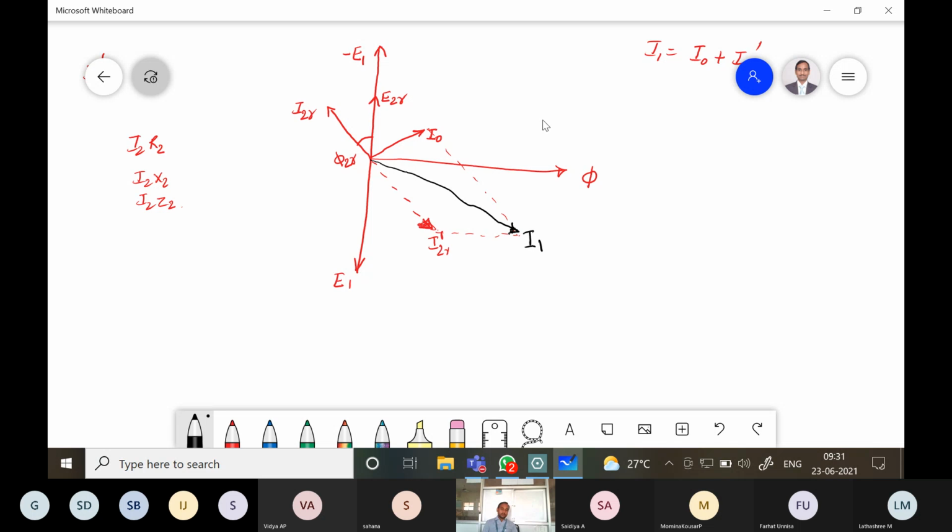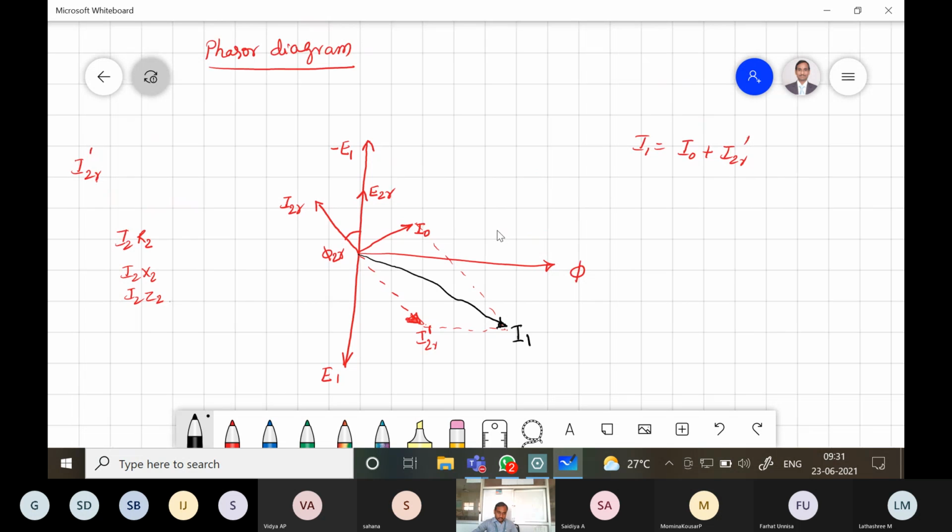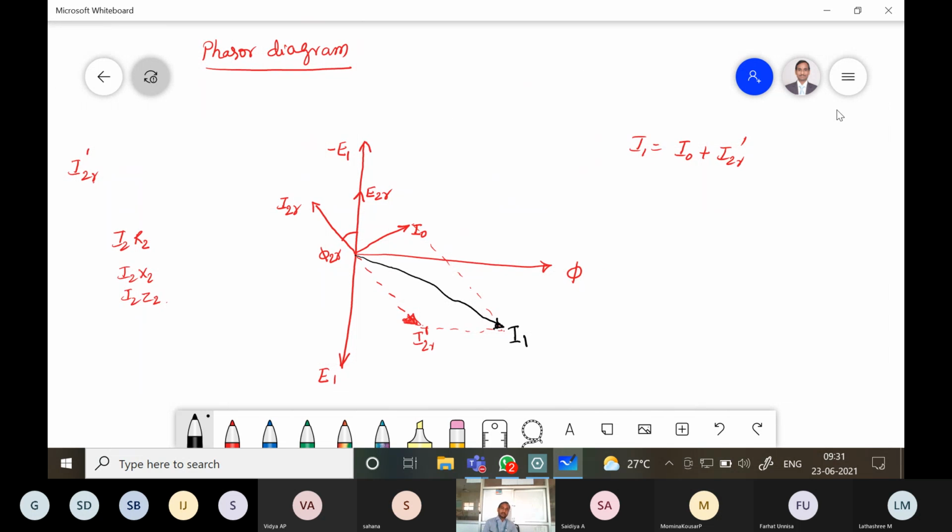So we need to draw V1 now. For that, we need to draw I1R1 and I1X1 and I1Z1. So how to draw I1R1? I1R1 is parallel to I1. Okay, so along with the E1 phasor, we will draw the I1R1 vector, that is parallel to I1. So this is called I1R1.